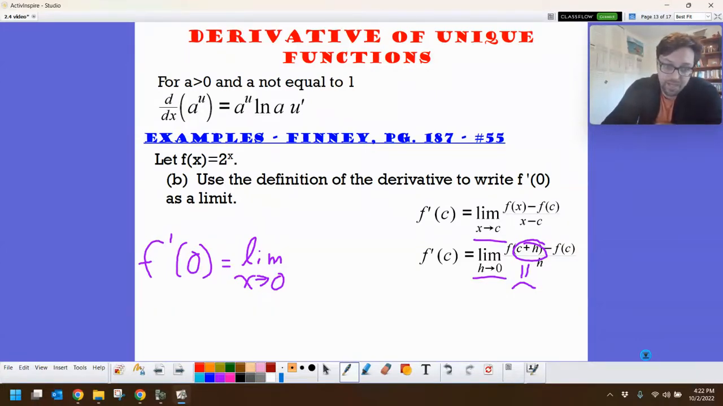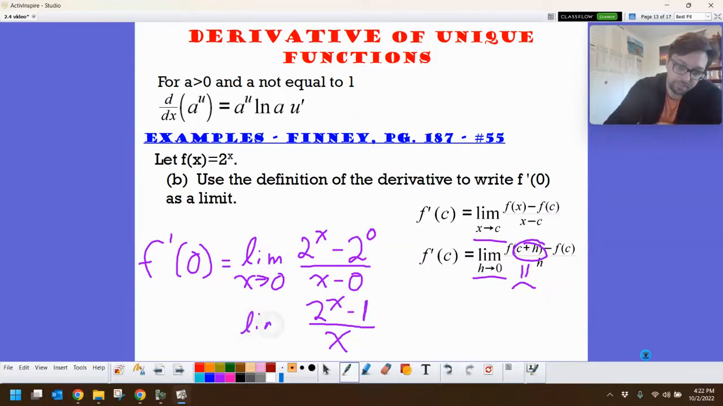f of x, so in this case 2 to the x, minus f of c, which is 2 to the 0, over x minus our c value, which is 0. And you can also see that x minus 0 is just an x, which is, again, similar to that bottom one, over 2 to the x minus, and 2 to the 0 is just a 1. So this is the limit as x approaches 0 of all that. That is equal to f prime of 0.